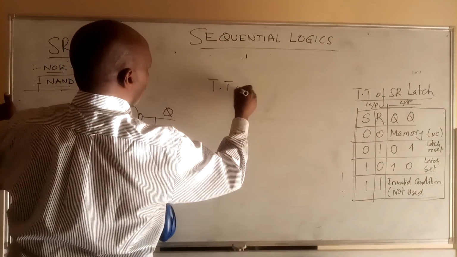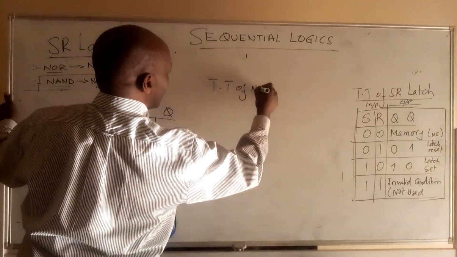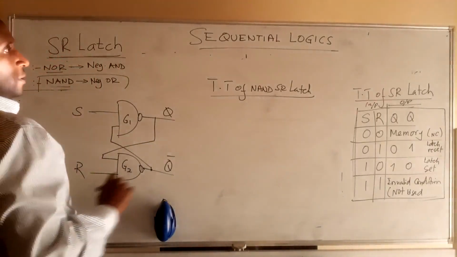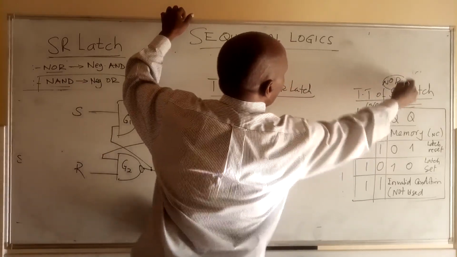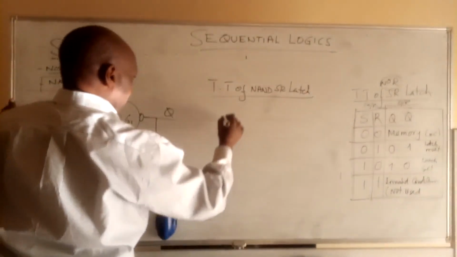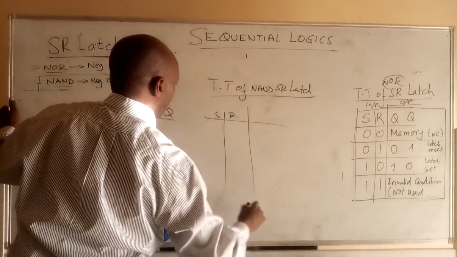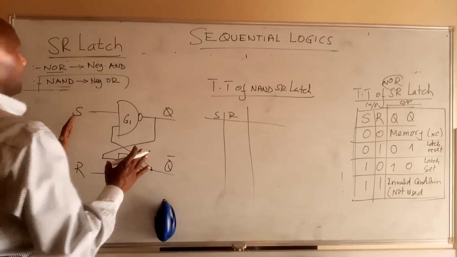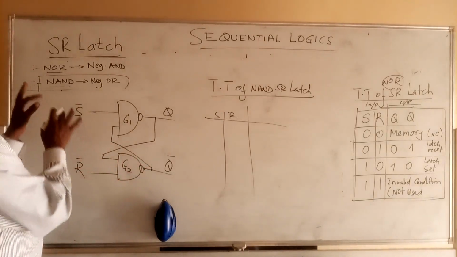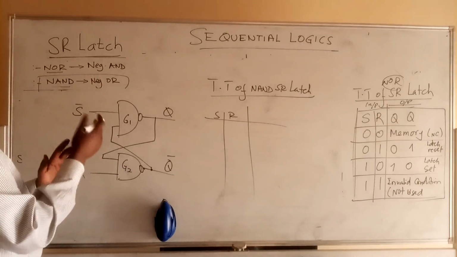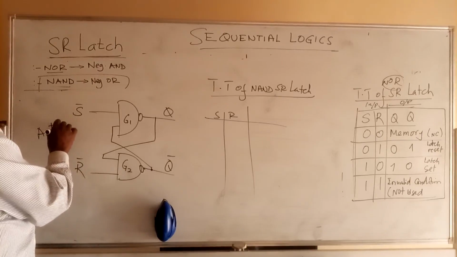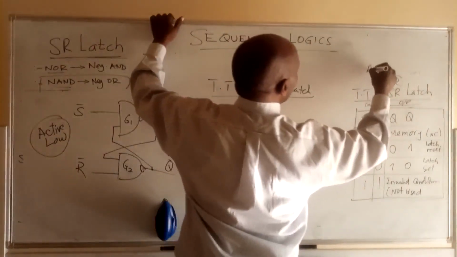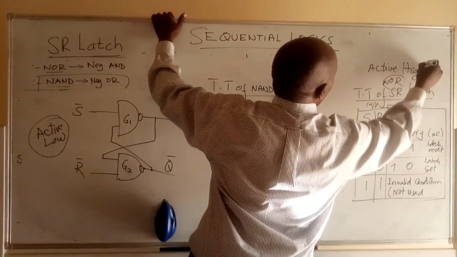The truth table of the NAND SR latch. Good. So this is the case of NOR. This is the NAND. Now, what will it be? In some books we write this as S bar and R bar to mean the opposite, or the active low. This is an active low latch, while this one is active high. This is an active high latch because it is high.